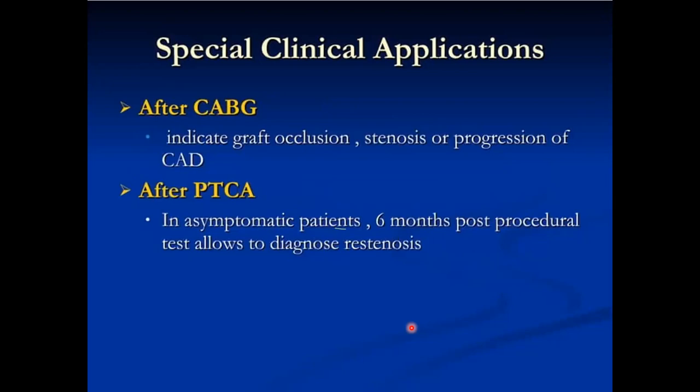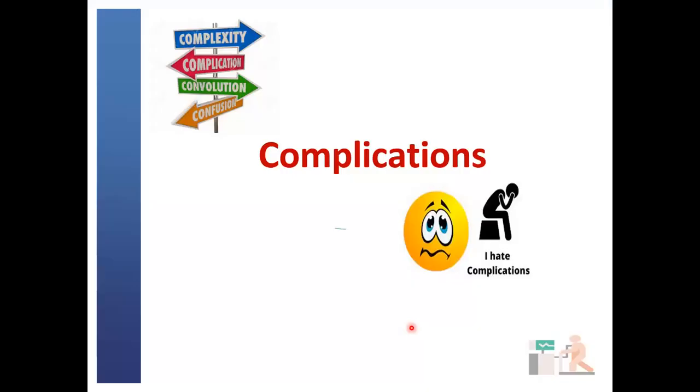And after CABG, this could indicate graft occlusion, stenosis, or progression of the coronary artery disease. That's the utility of this exercise stress test. Or after percutaneous coronary intervention, in symptomatic patients, a 6 months post-procedural test allows us to diagnose restenosis.